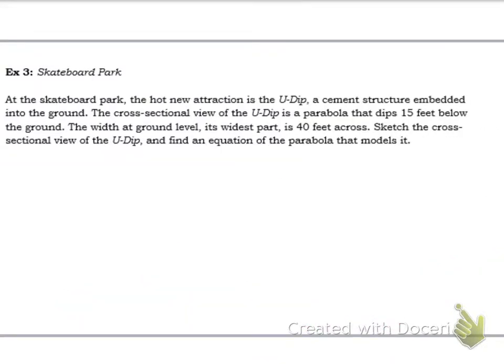Okay, my next one is the skateboard park. A hot new attraction is the U-Dip, a cement structure embedded in the ground. The cross-section view of the U-Dip parabola dips 15 feet below. The width at ground level is, at its widest part, 40 feet across. So from left to right, it is 40 feet. I know it goes 15 down, and since we are going down, this is actually going to be a negative 15.